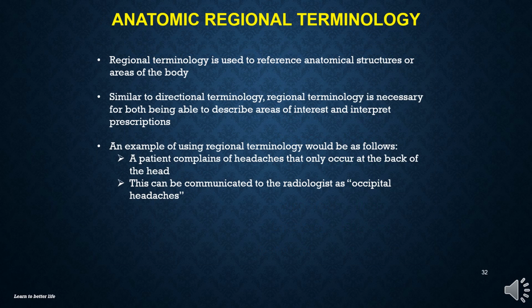Okay, we now have to learn the anatomic regional terminology. Regional terminology is used to reference anatomical structures or areas of the body. Similar to directional terminology, regional terminology is necessary for both being able to describe areas of interest and interpret prescriptions. An example of using regional terminology would be as follows. A patient complains of headaches that only occur at the back of the head. This can be communicated to the radiologist as occipital headaches.